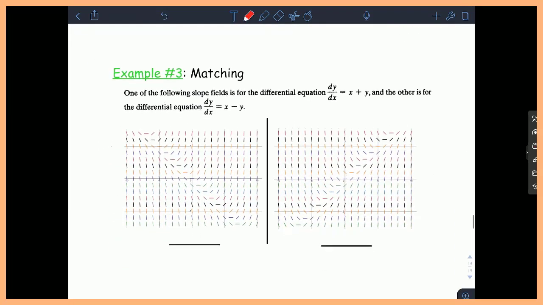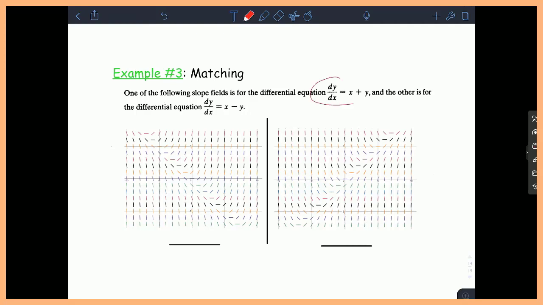Let's try a matching exercise. In this activity, we see two slope fields. One of them links up to dy/dx equals x plus y, and the other links up to dy/dx equals x minus y. The easiest place to start, especially if you have a differential that contains two variables, is to set the differential equal to 0.